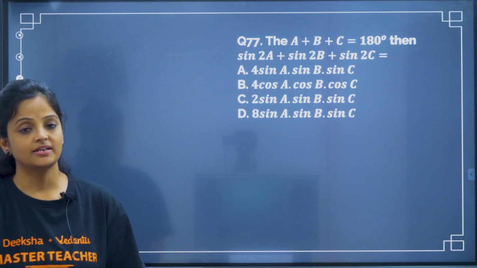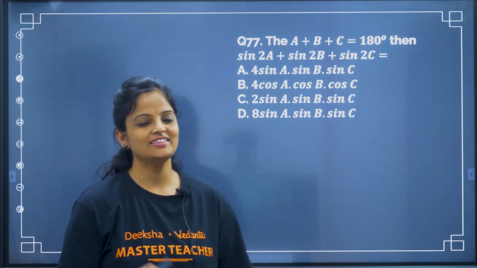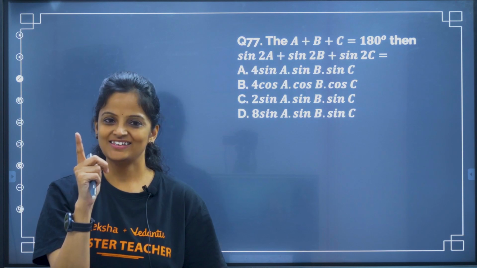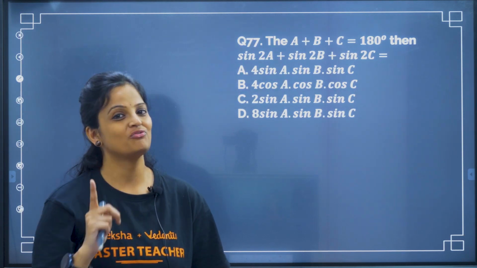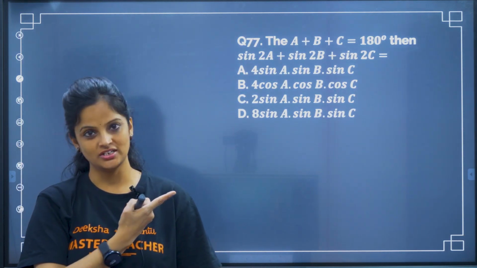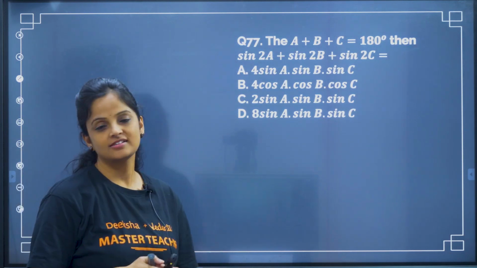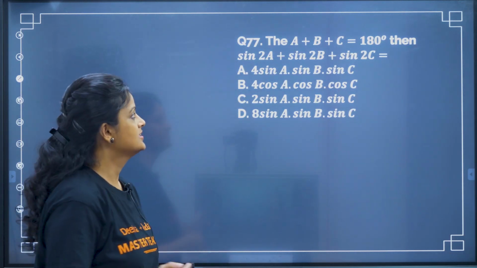So let's take up the next question. 77th is super easy. You must be happy after seeing this, isn't it? Tell me the truth. How many of you are happy after seeing this question? If you get such questions in CET, that is like a wow, isn't it?